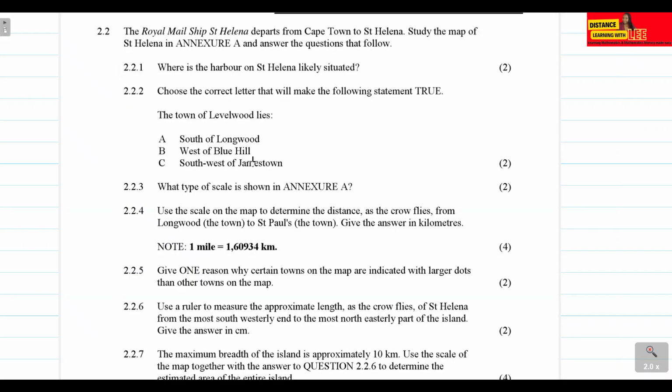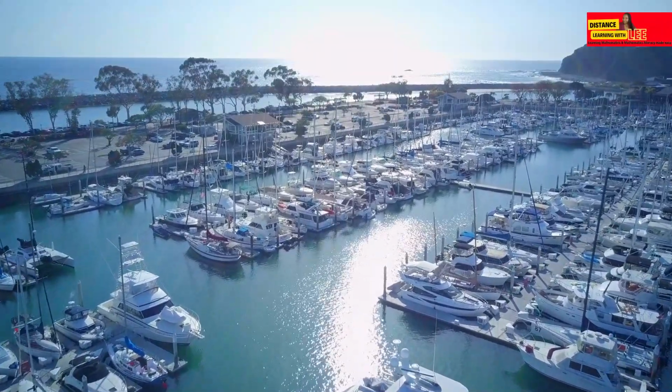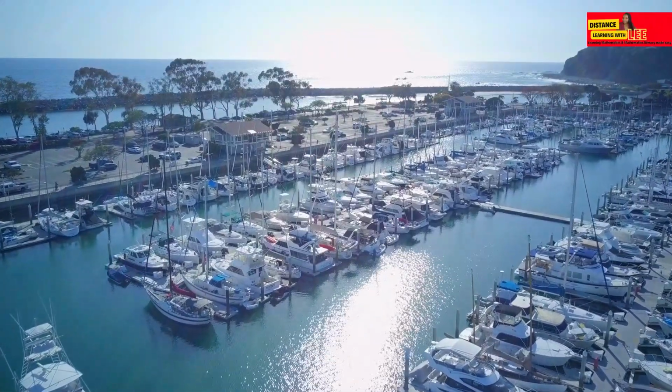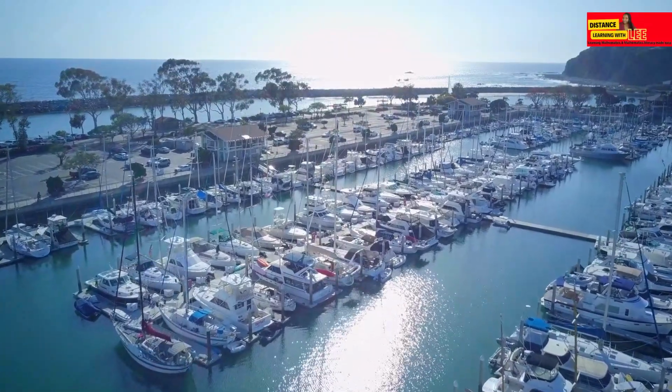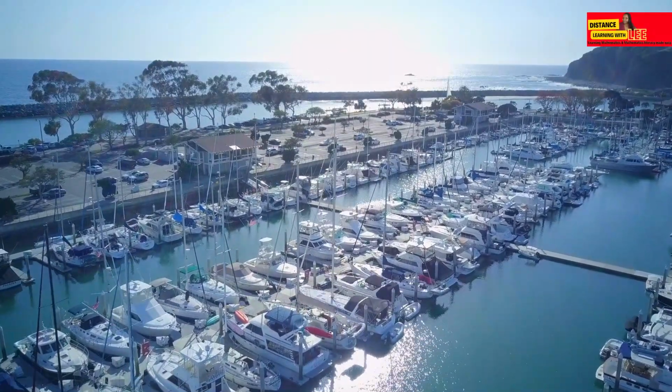Okay, so question 2.2.1. Where is the harbor on St. Helena likely to be situated? So I'm going to put a picture of what a harbor looks like. A harbor, guys, is a place on the coast where you will normally find your ships chilling there, for lack of a better word. And usually in the harbor, that water is very calm.